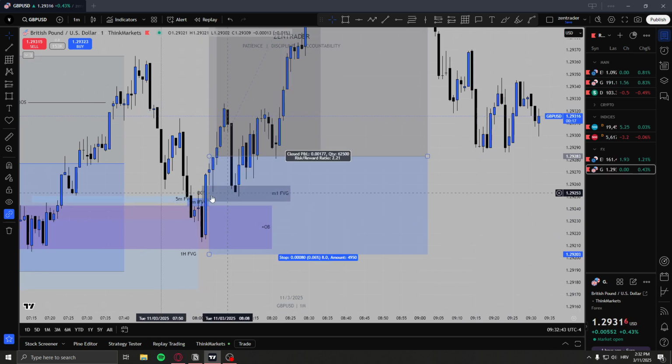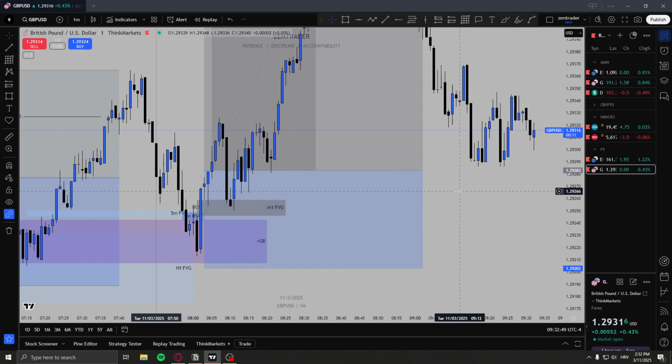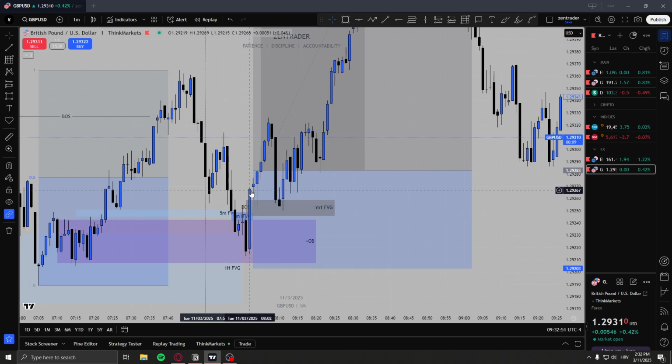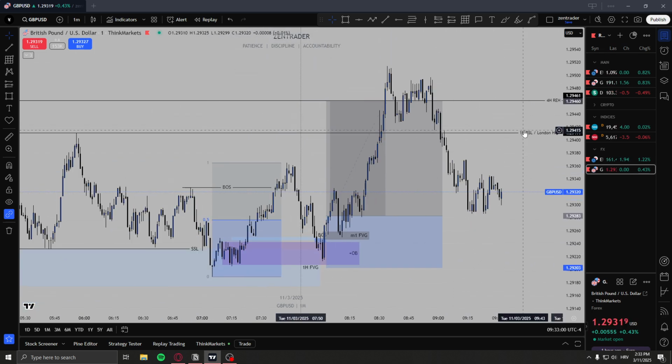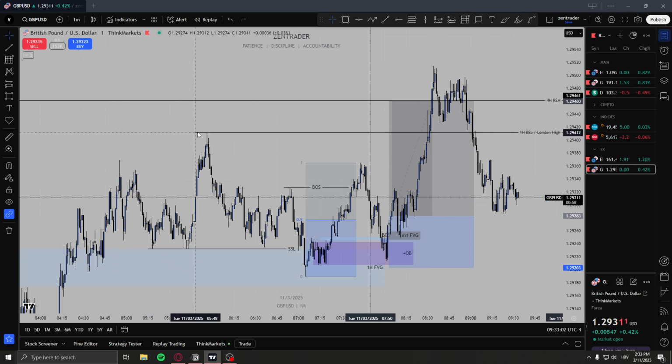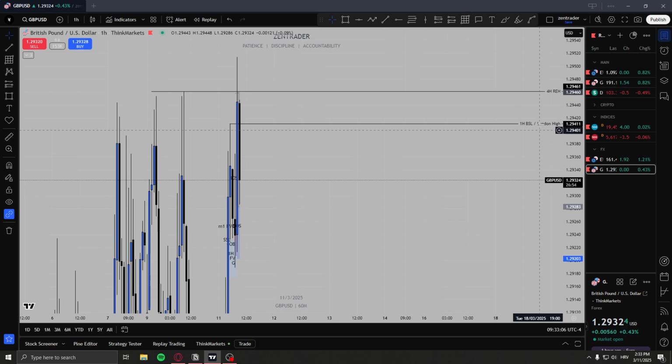We have 3 confluences for longs. You could enter off of any of these 3. I mean, the break structure and the inversion are the same one on this candle. On this candle, you get both the inversion and the break structure, so that is the entry. Now for the targets, it was kind of obvious. We have the buy side liquidity and the London high right here. So that's the 1-hour buy side, because it's a 1-hour swing high, and then the London high.